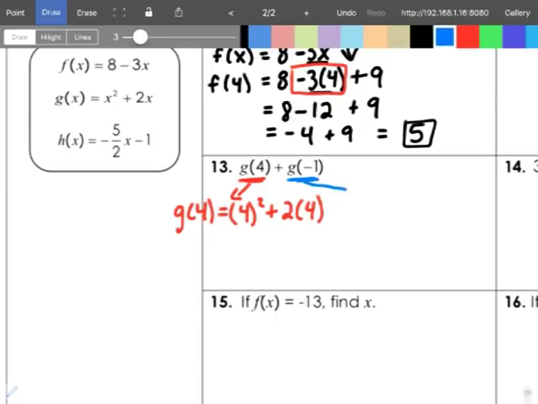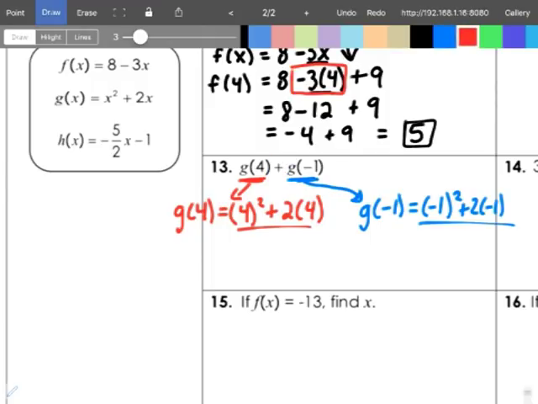I'm going to add to that g of negative 1. So this tells me plug it into g, plug it into the g equation. Plug in negative 1. So, g of negative 1 equals, remember always parentheses, negative 1 squared plus 2 times negative 1. After I solve this piece and after I solve this piece, I'm going to add them together. That's what this tells me to do, right? I'm taking g of 4 and I'm adding it to g of negative 1.